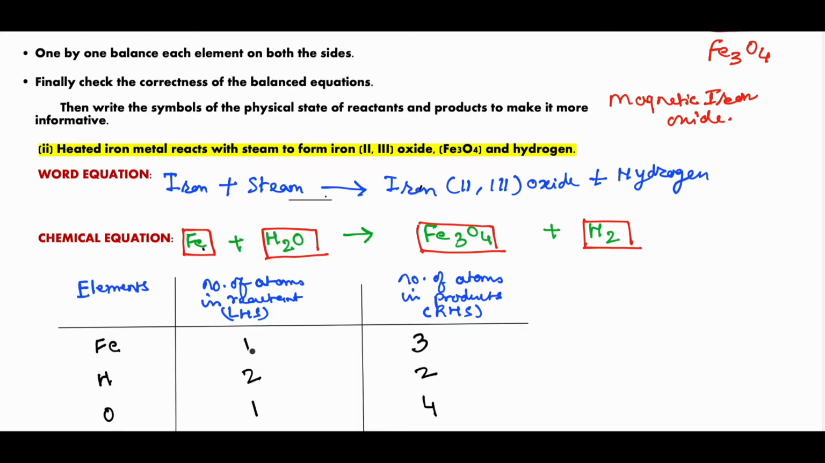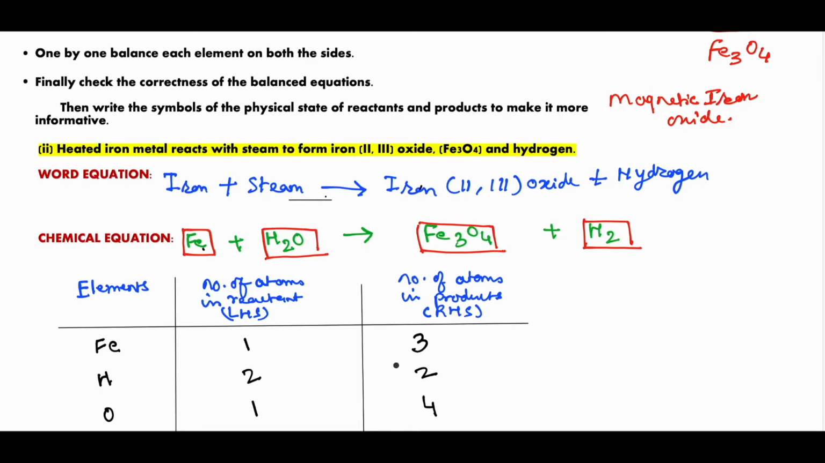Now the next step we should follow is, one by one we will balance each element on both the sides. When you look at this table, it is observed that the element iron is 1 on the left hand side, 3 on the right hand side, hydrogen 2 on left hand side, 2 on right hand side, and oxygen 1 on left hand side and 4 on right hand side. So this is an unbalanced equation.